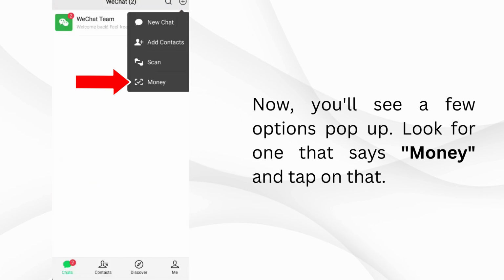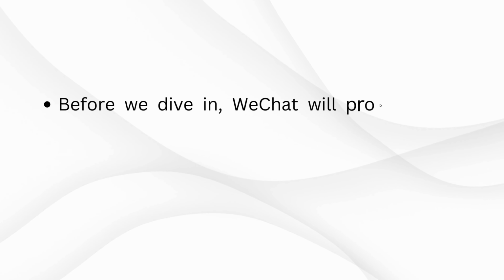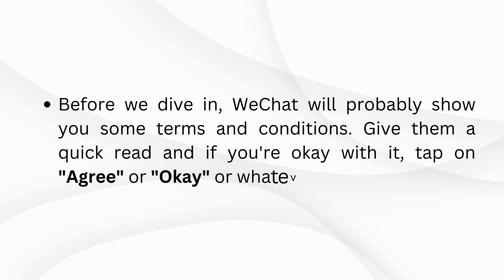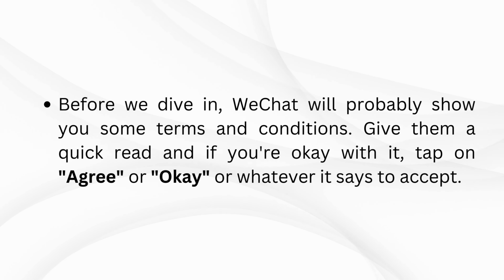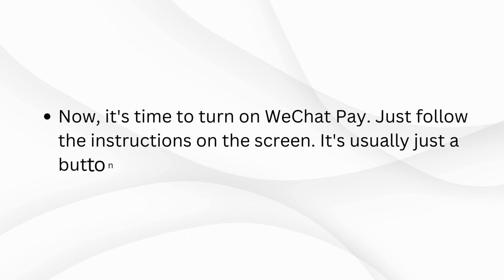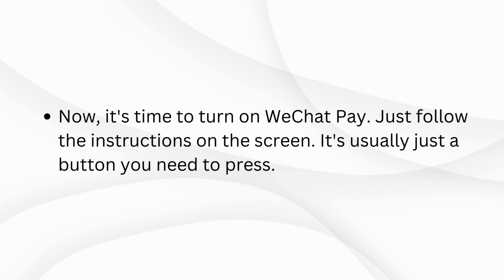Look for the one that says Money and tap on Net. Before we dive in, WeChat will probably show you some terms and conditions. Give them a quick read, and if you're okay with it, tap on Agree or OK, or whatever it says, to accept. Now, it's time to turn on WeChat Pay. Just follow the instructions on the screen. It's usually just a button you need to press.